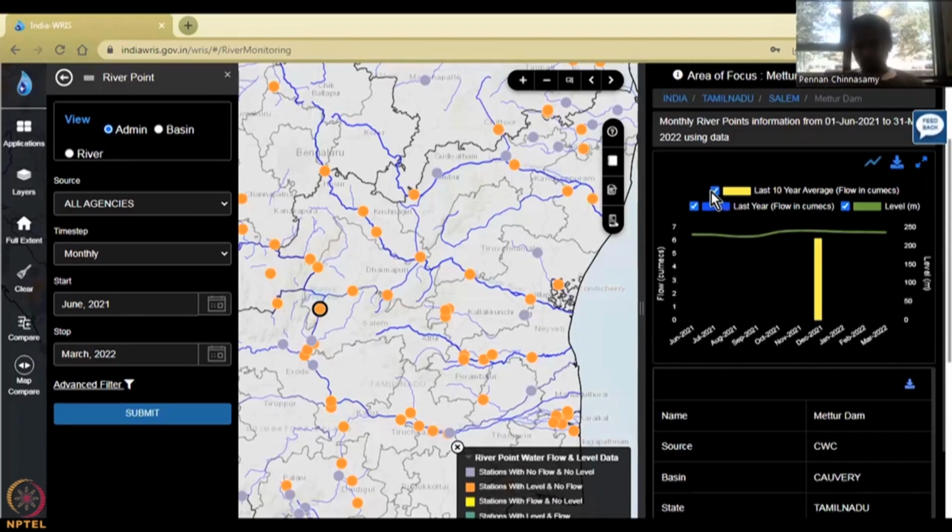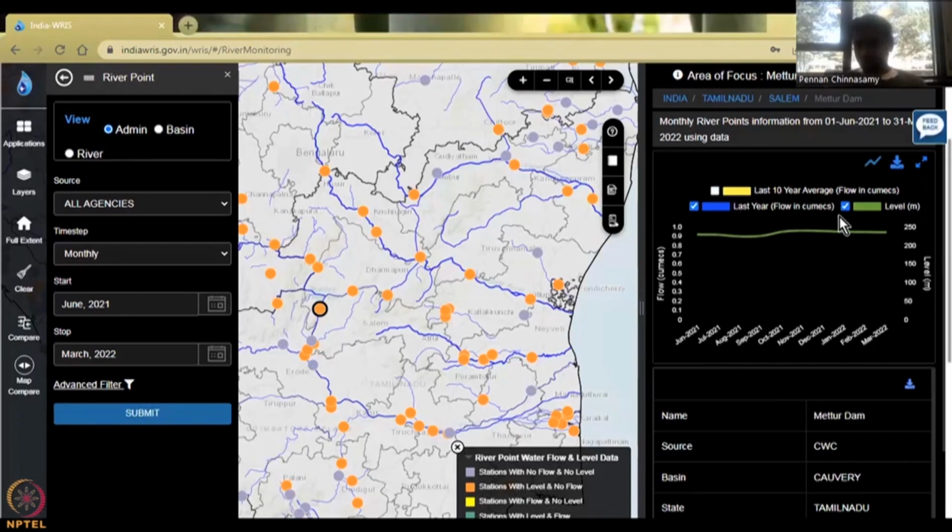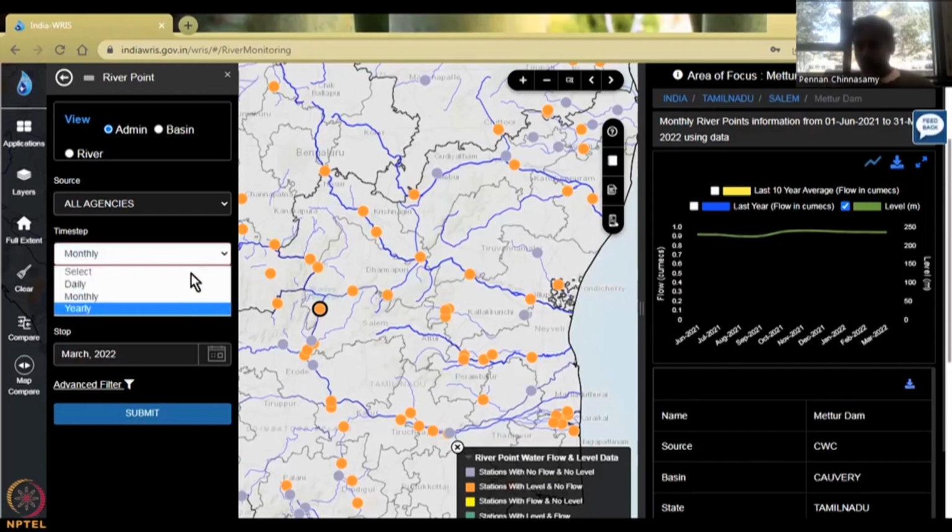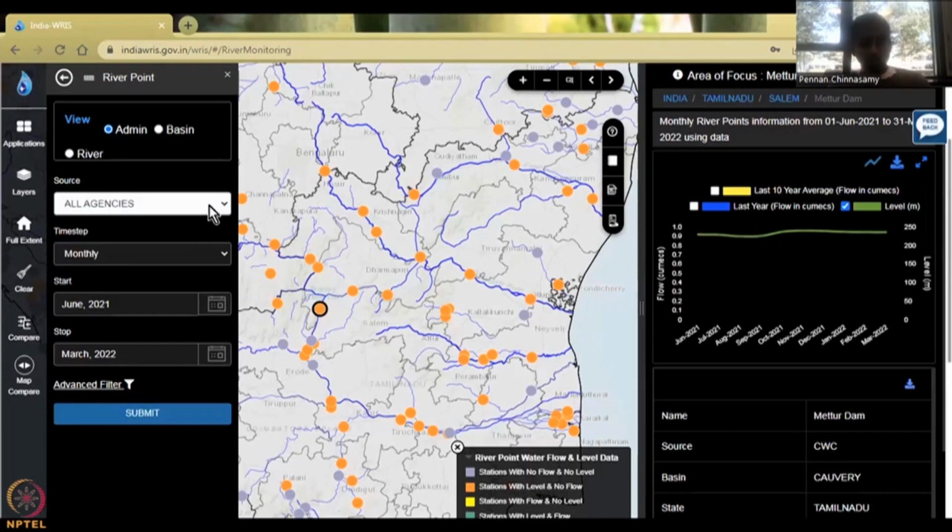Let's remove the flow data, because anyway it's not there, and you can also remove this. So you can see that the level of the water at the Metur Dam river site is monitored every single month in this particular time period. You can also view it as yearly or daily. Daily is what the data comes in.